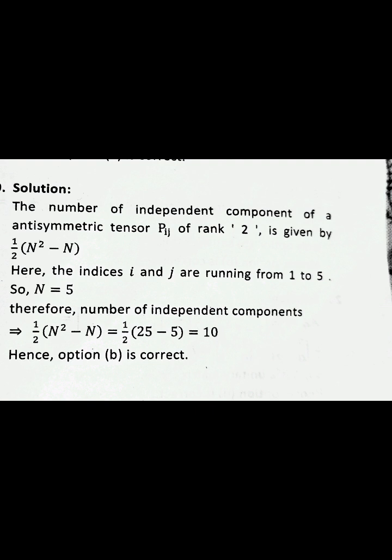So the number of independent components is 1 by 2 into (n square minus n), that is equal to 1 by 2 into (25 minus 5). This is equal to 10. So the answer is option B.